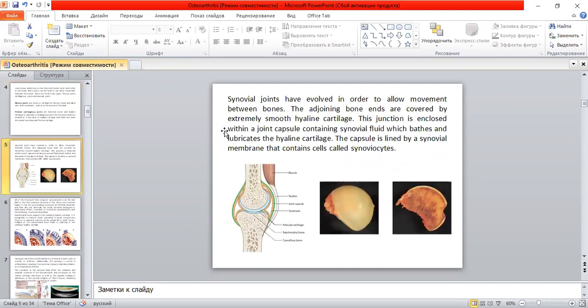Synovial joints have evolved in order to allow movement between bones. The adjoining bone ends are covered by extremely smooth hyaline cartilage. This junction is enclosed within a joint capsule containing synovial fluid, which bathes and lubricates the hyaline cartilage. The capsule is lined by a synovial membrane that contains cells called synoviocytes.